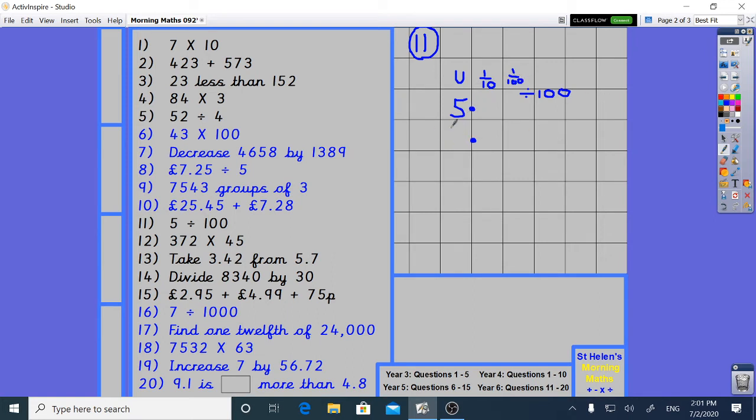5, instead of being the same, it goes 1, 2 places smaller. Any gaps, fill in with zeros. 0.05 is also known as 0.05, which is our answer.